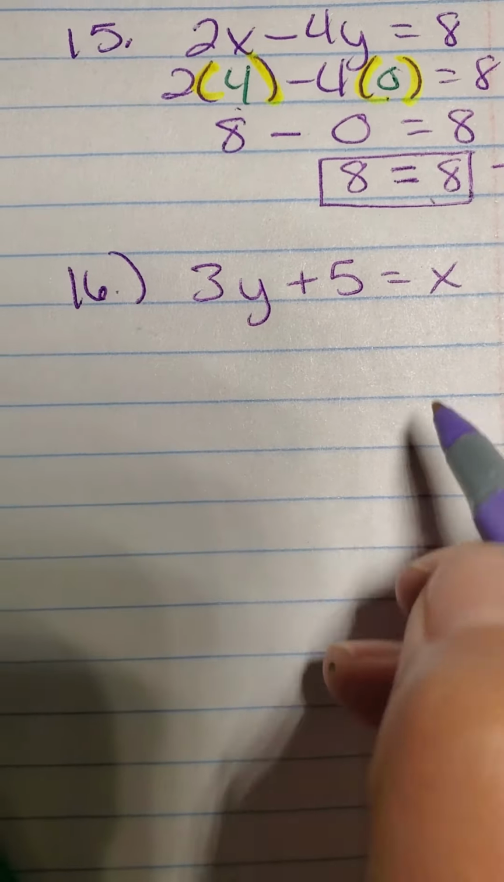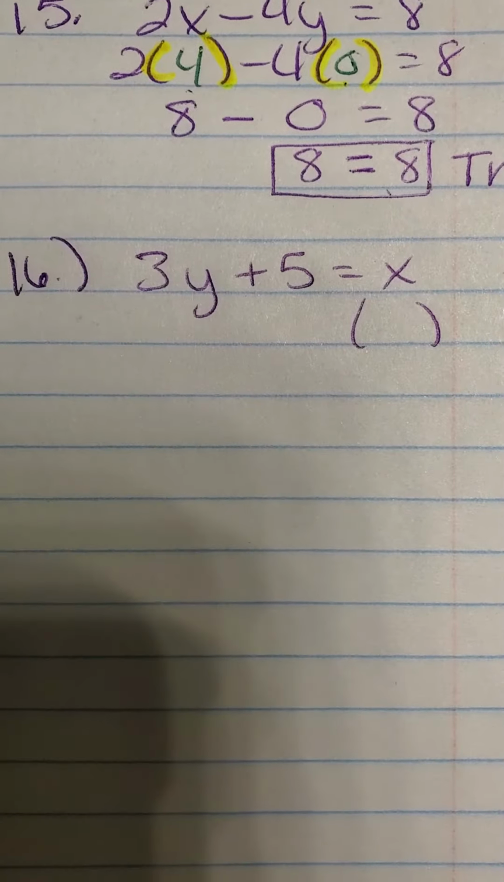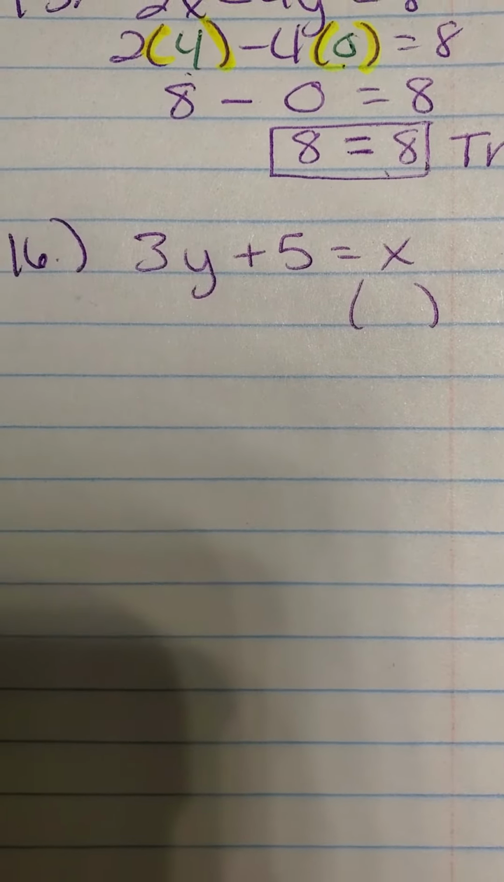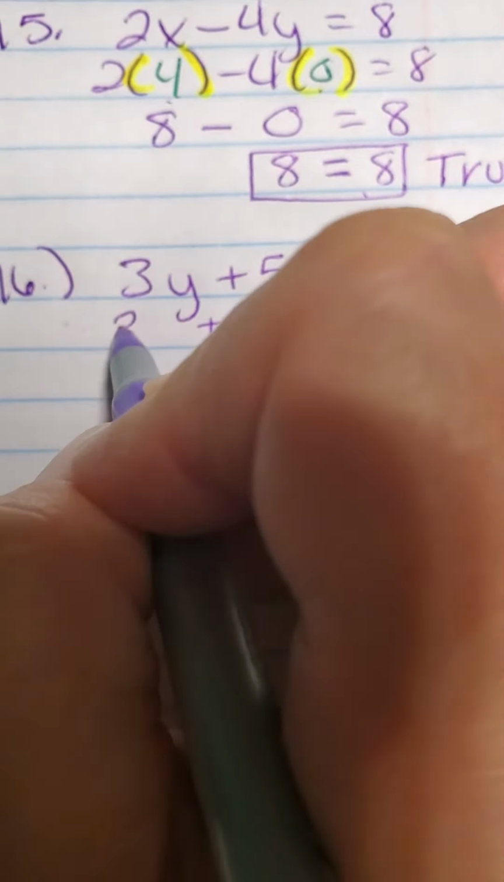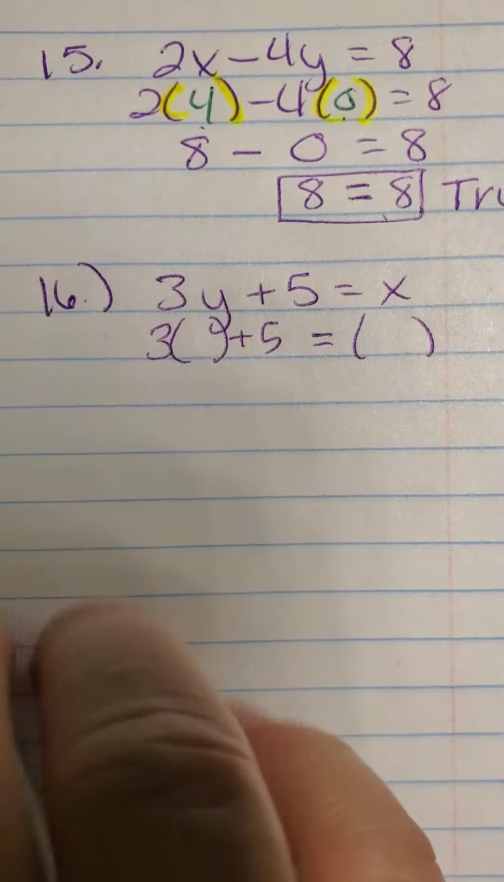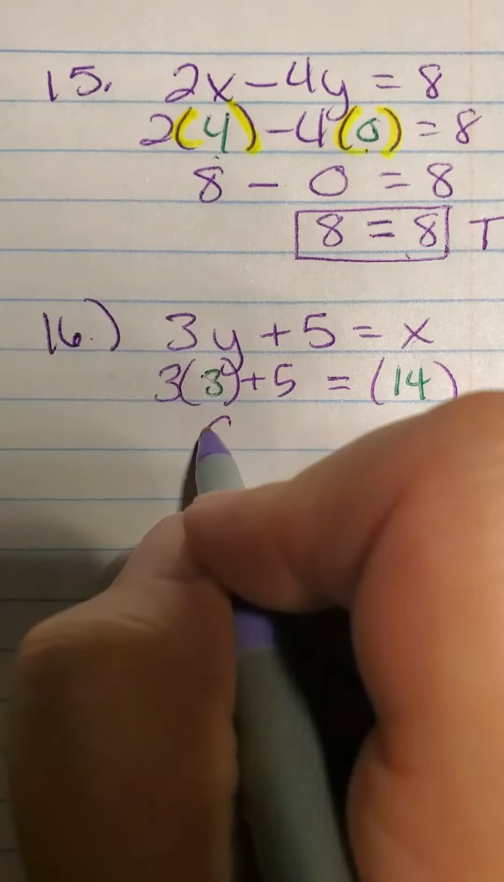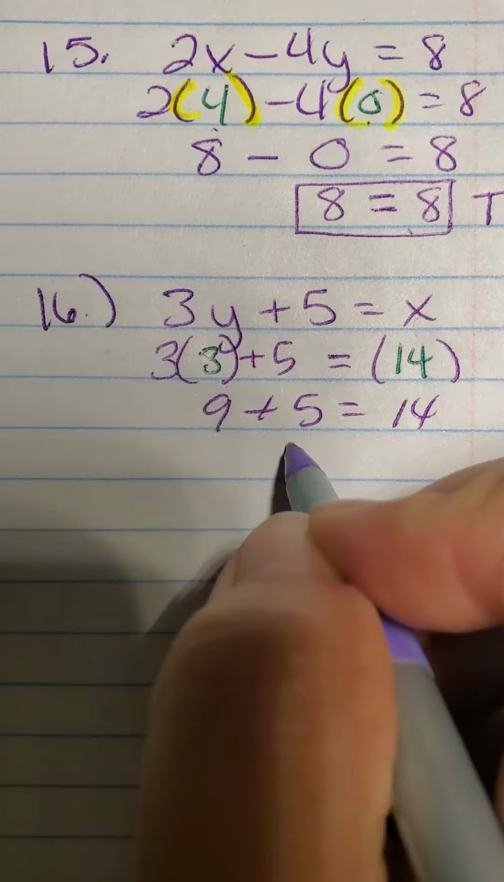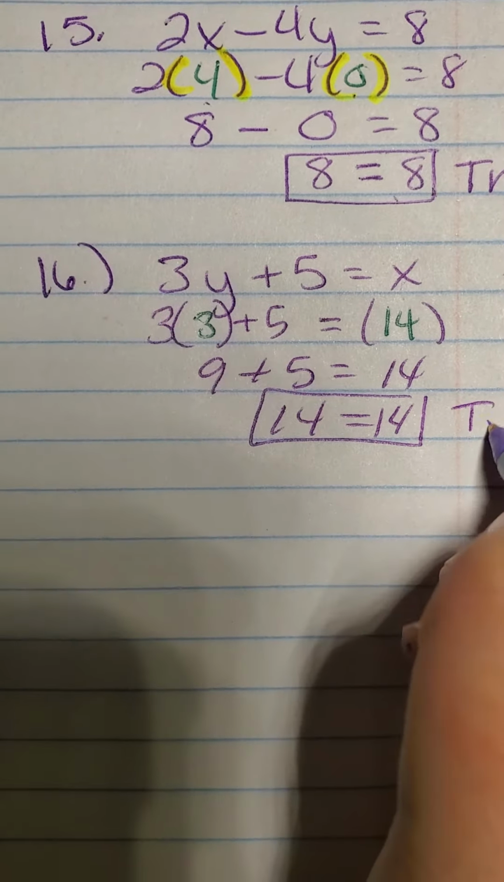Number 16. 3y plus 5 equals x. It says when x equals 14, make sure you try to set these up on your own, because sometimes people put these in backwards. See if you can put the correct ones in there. And a good tip whenever you're watching tutorial videos, pause the video often to see if you did it correctly on your own. 14 goes here, 3 goes here, 3 times 3, 9, plus 5. 14 does equal 14. There's your balance box.